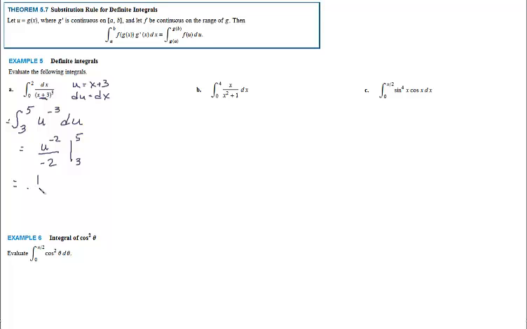So I've got 1 over negative 2 times 5 squared minus 1 over negative 2 times 3 squared, and crunching those numbers you'll end up with 8 over 225.